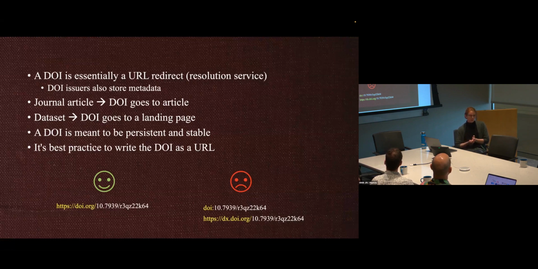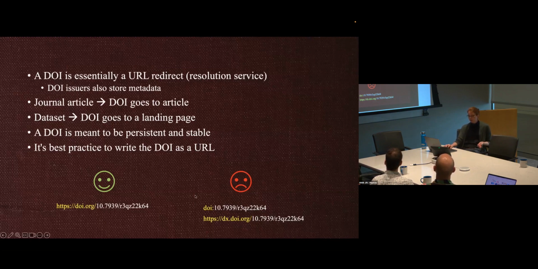For a journal article, the DOI should resolve to the article. And if it's a data set, the DOI should resolve to a landing page, which contains some information and a link to the data. So that's best practice, is to go to a landing page first. And a DOI is meant to be persistent and stable. The idea being, if you publish something and the journal goes out of business, or the repository changes its name, and maybe the URL has changed, the DOI will always be the same and will always redirect to the place on the web where that resource can be found.